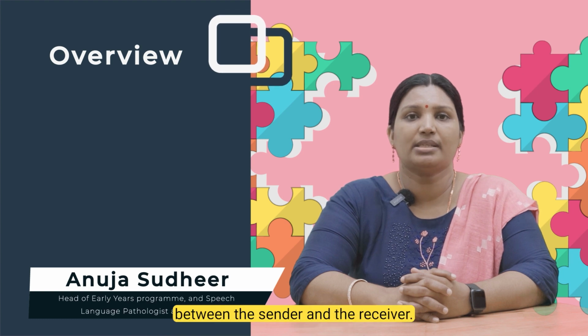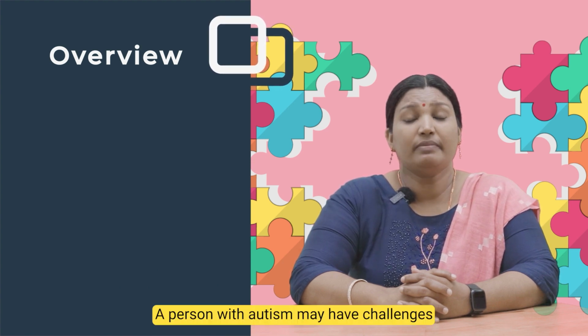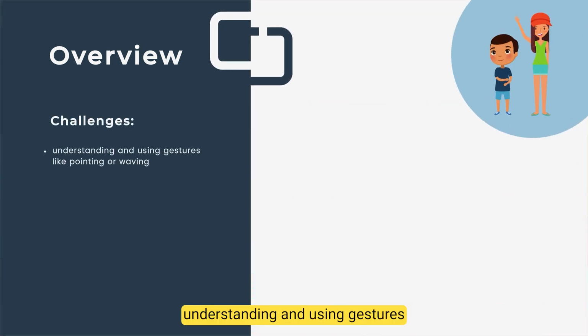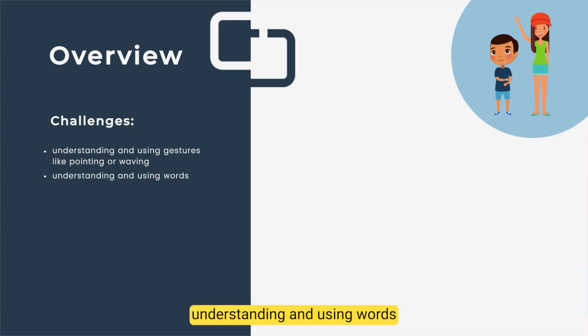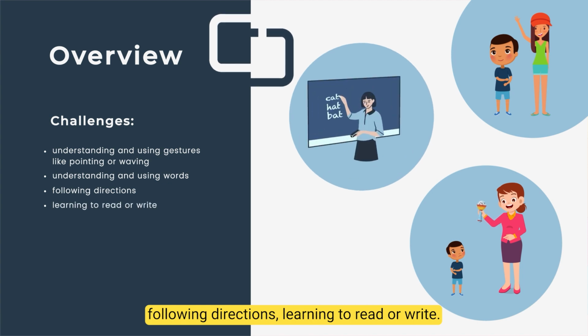Communication is the exchange of information between the sender and the receiver. Communication includes understanding, talking, reading, and writing. A person with autism may have challenges such as understanding and using gestures like pointing or waving, understanding and using words, following directions, learning to read or write.